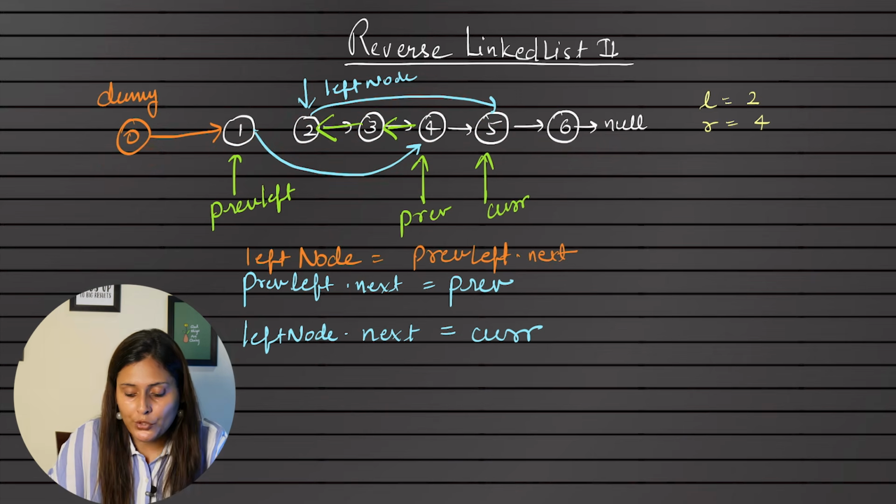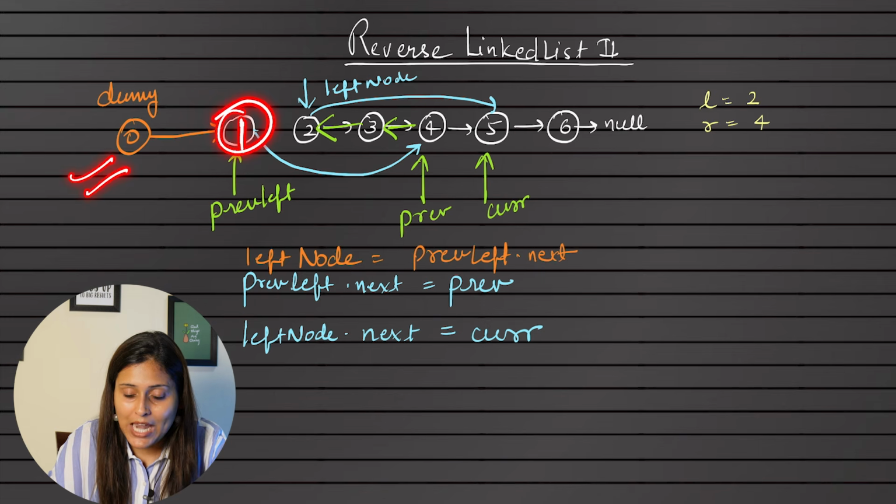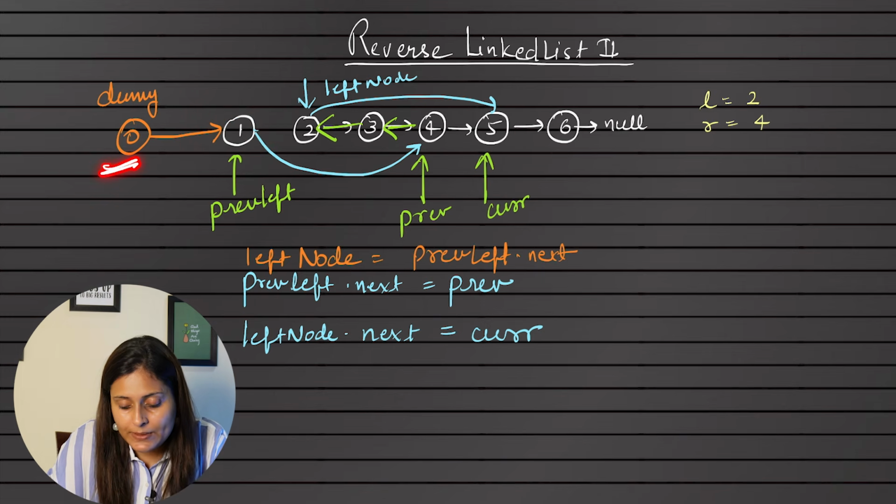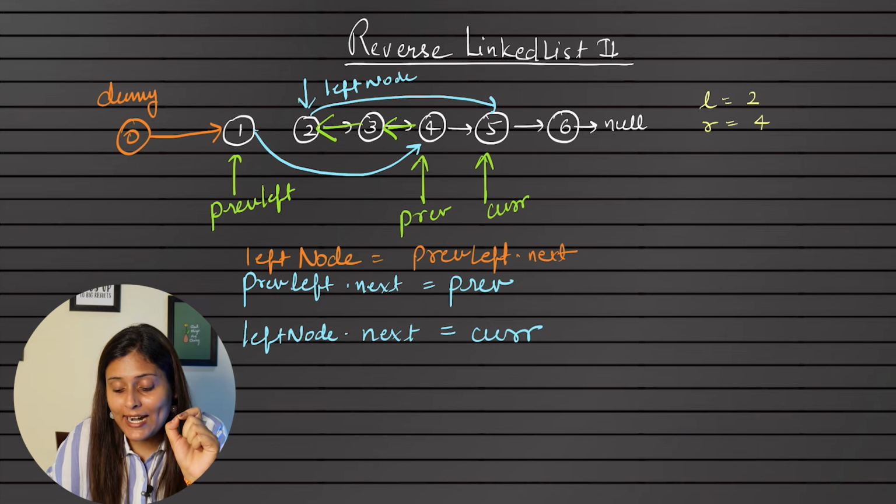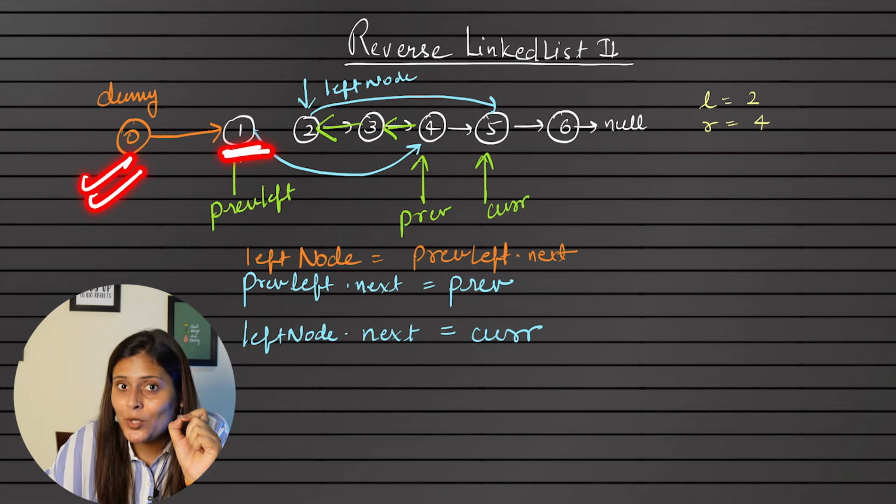Now what you have to return? You have to return head, correct? But you have the track of the dummy node. So you can simply say dummy dot next. Now why did I say not head but return dummy dot next?